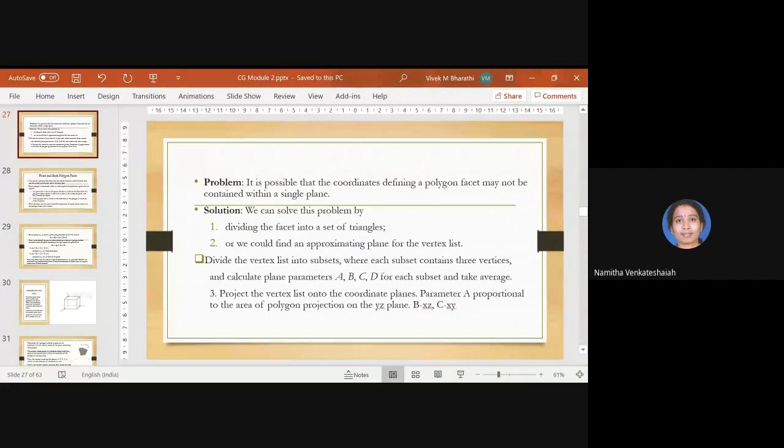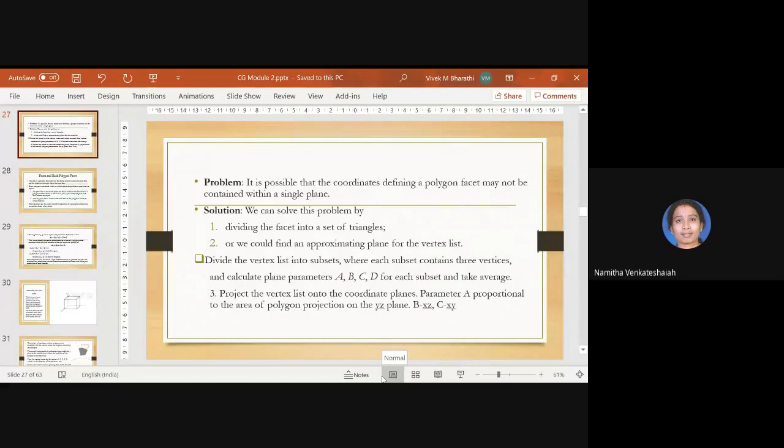Okay, so dividing the faces into a set of triangles is one way, and then we could find an approximating plane for the vertex list. What do you mean by approximating plane? What we will do is we will divide the vertex list into subsets. That means vertex list of the polygon face. We have a polygon. We want to check whether it is on the same plane or not.